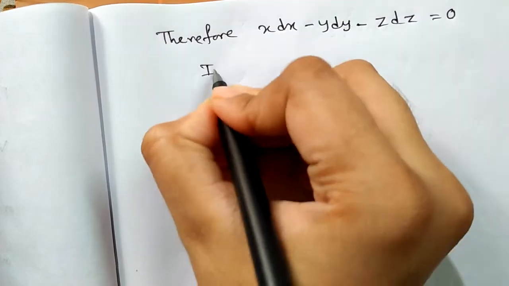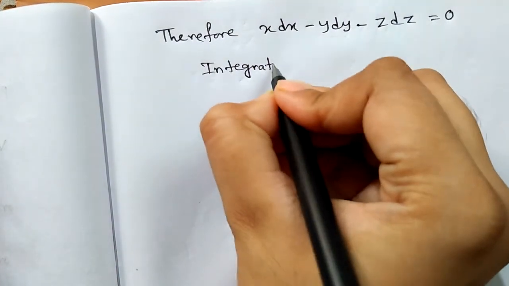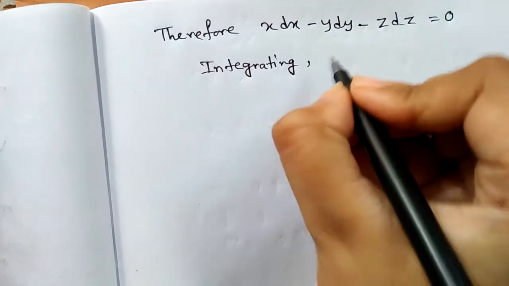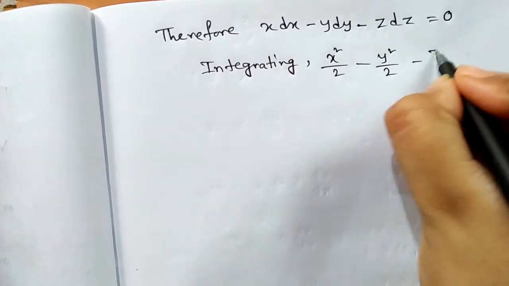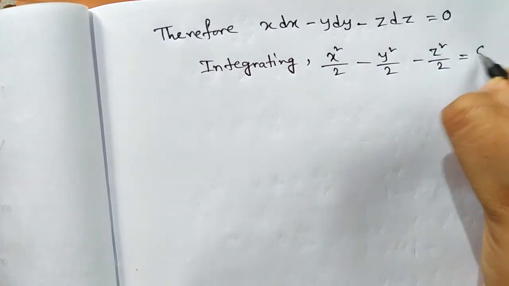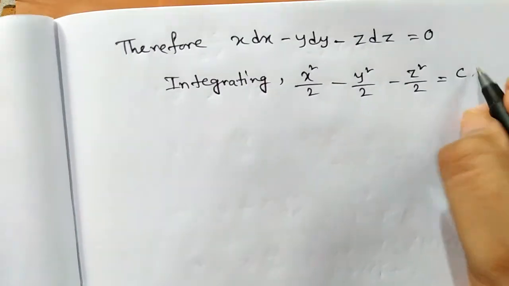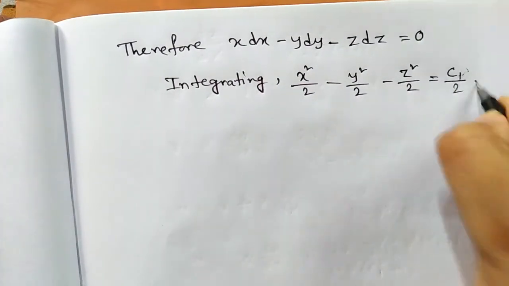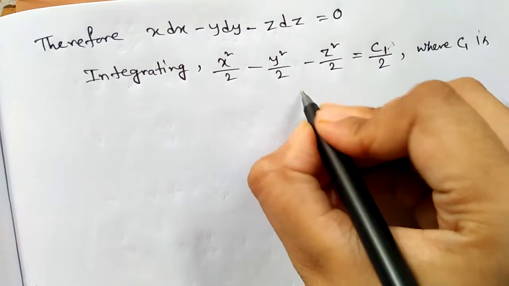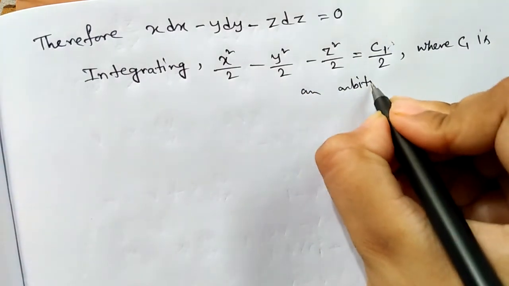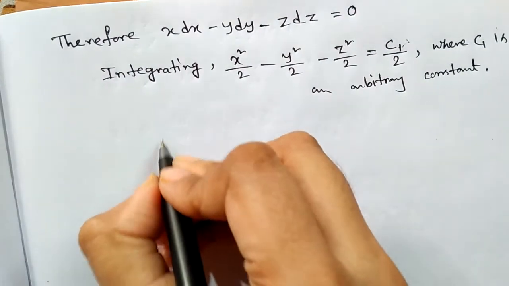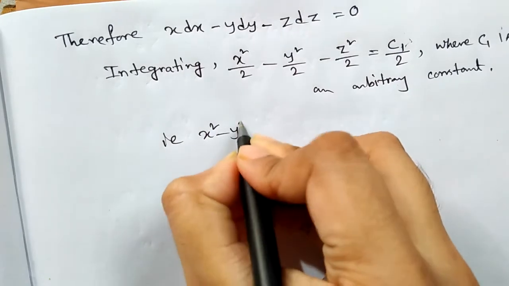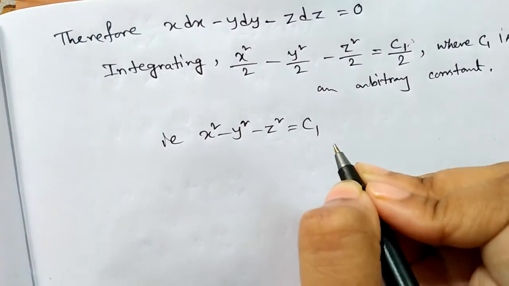Now integrating, we have x²/2 - y²/2 - z²/2 equal to our arbitrary constant, which we take as c1/2, where c1 is an arbitrary constant. That is, x² - y² - z² = c1.